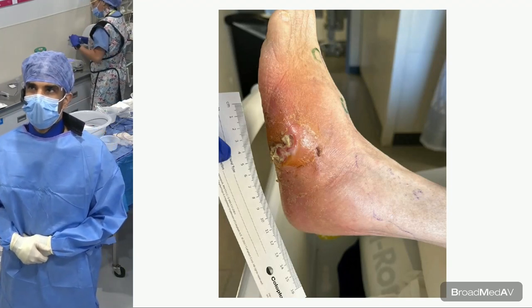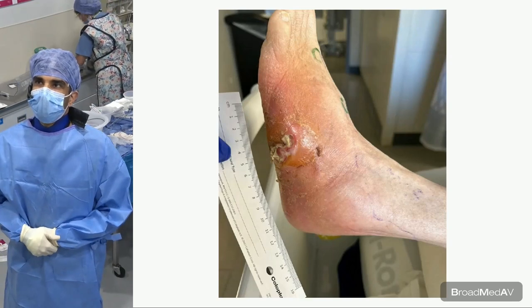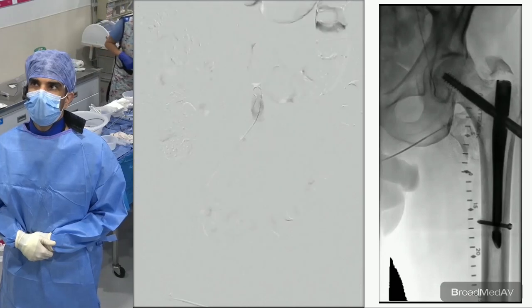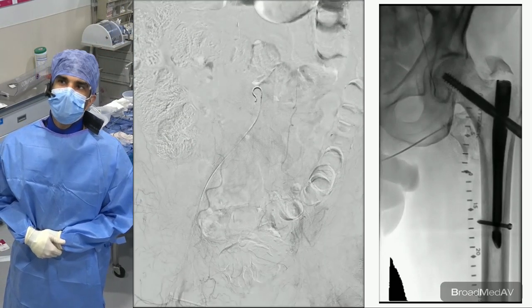That's a picture of the ulcer that we saw over there. MRI was done, which showed osteomyelitis of the left fifth metatarsal. Next slide.